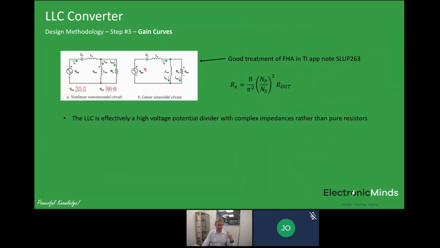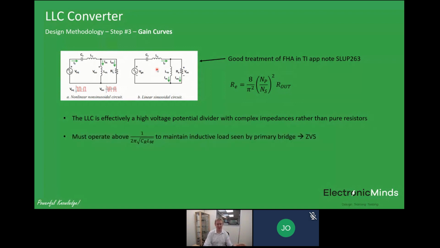If I just click down, the key thing now is when you look at that linear sinusoidal circuit, you start to see that the way this works is that the LLC is effectively a high voltage potential divider. In a normal potential divider, you just have two resistors. Here we've got complex impedances rather than pure resistors, but the approach is the same. It's just the fact that those relative impedances change with frequency. So by changing frequency, we can change the gain of that potential divider network and therefore regulate the output voltage.